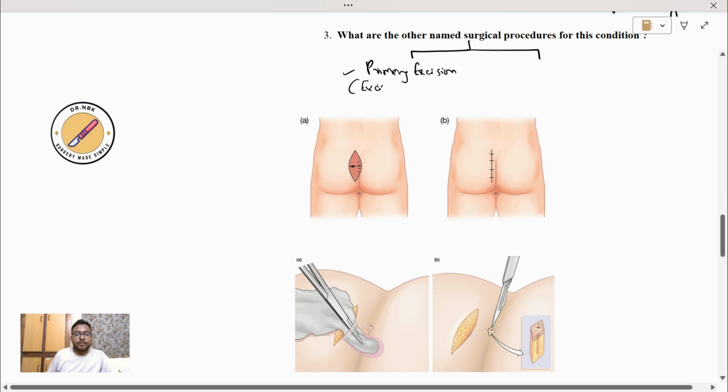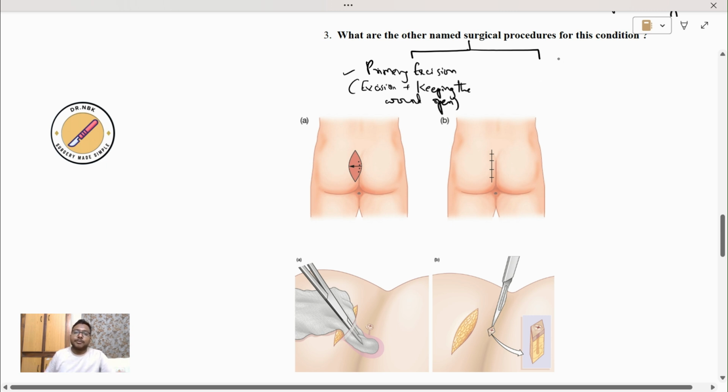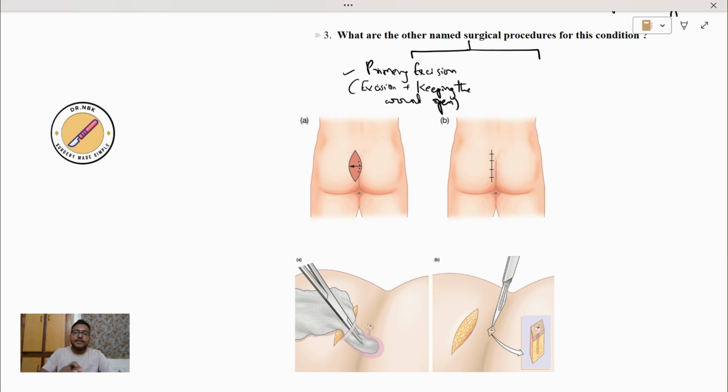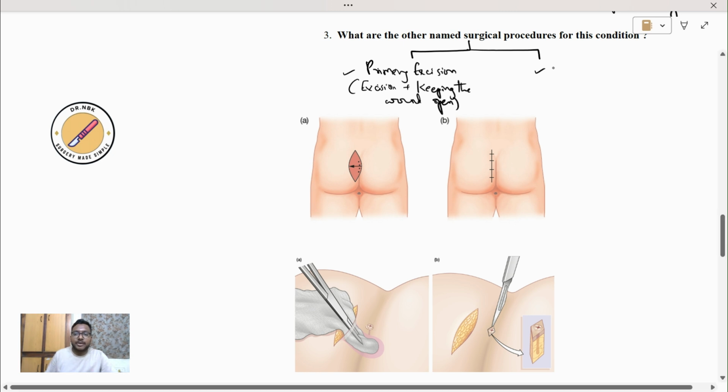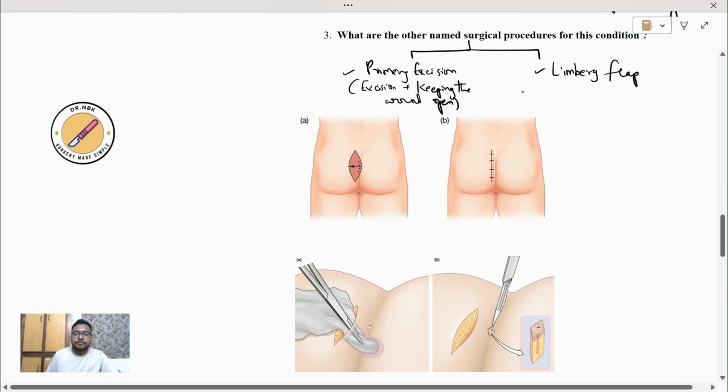So excision plus keeping the wound open. Right? Now, the second one is where you remove the sinus part and close the wound with some reconstruction procedure, usually a flap. Okay, right. So the common flap-based procedures are, one, as we have seen, the Limburg flap. Then the second one is Bascom's procedure.